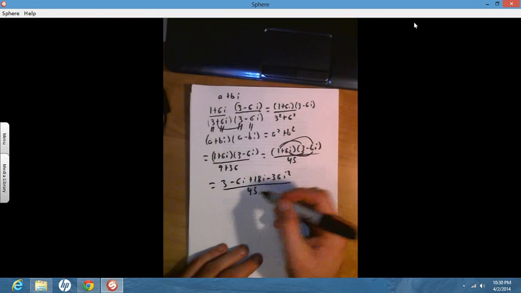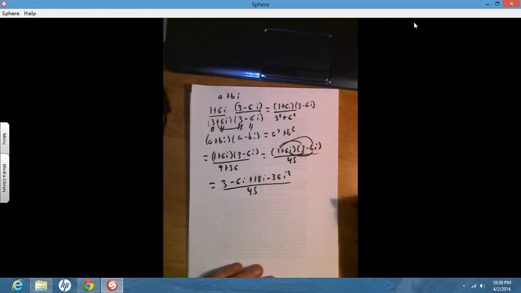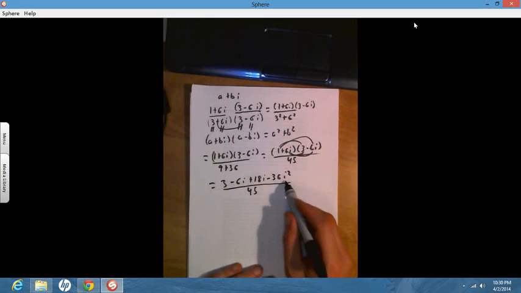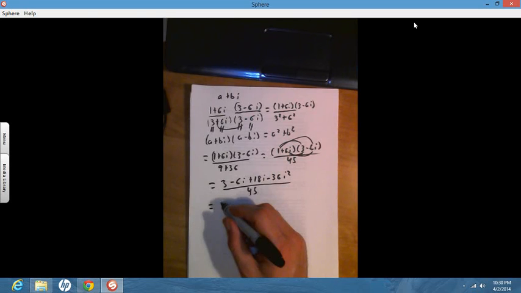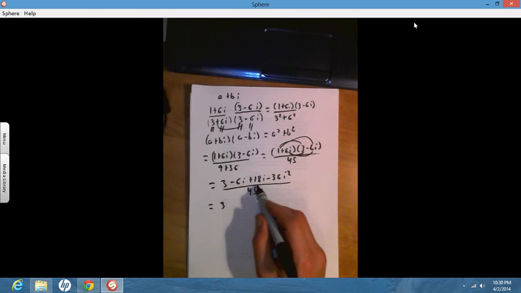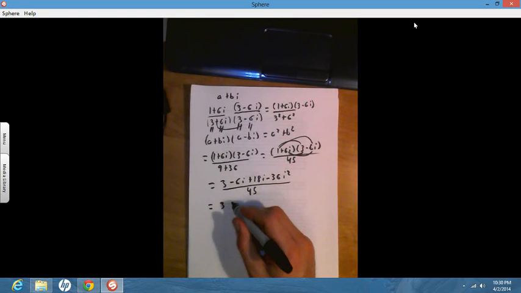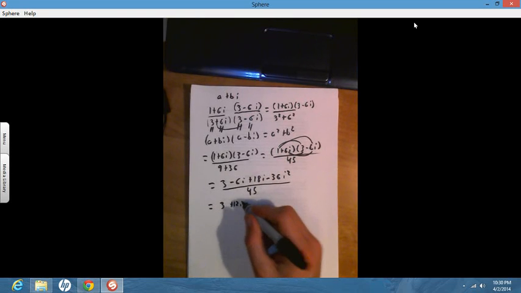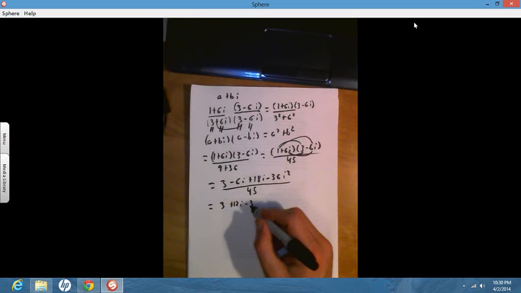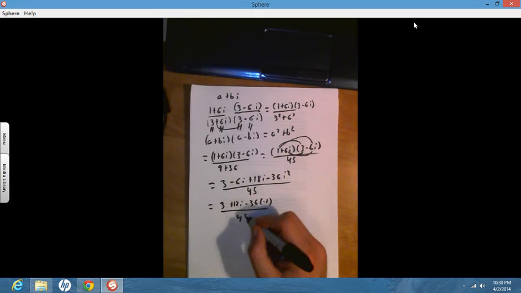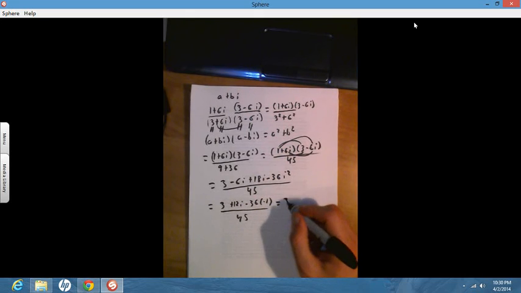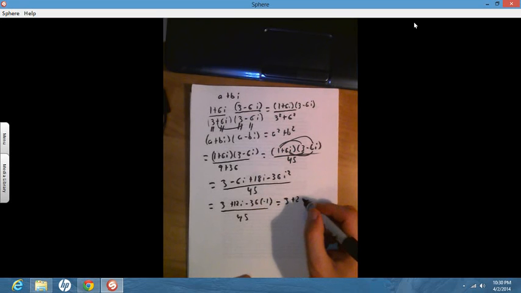And where do we go from here? Well, i squared is negative 1. So this is going to be equal to 3 minus 6i plus 18i, which is plus 12i, and negative 36 times i squared, which is always negative 1, so that is positive 36, all over 45.